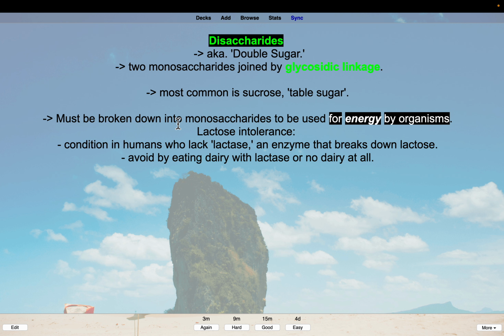Table sugar must be broken down into monosaccharides so that it could be used for energy by organisms. So, yeah, sucrose is usually, I think it is a carbohydrate, a basic unit of carbohydrate.